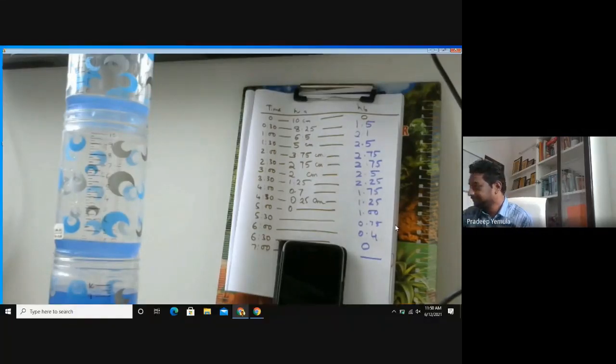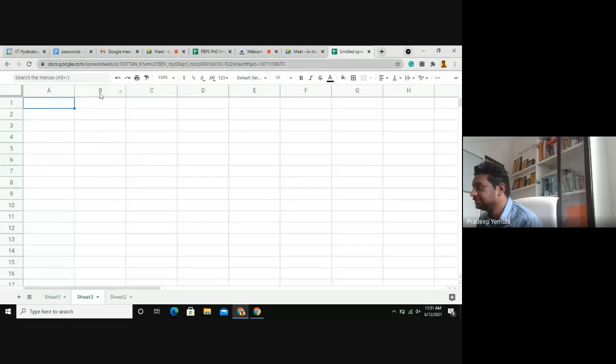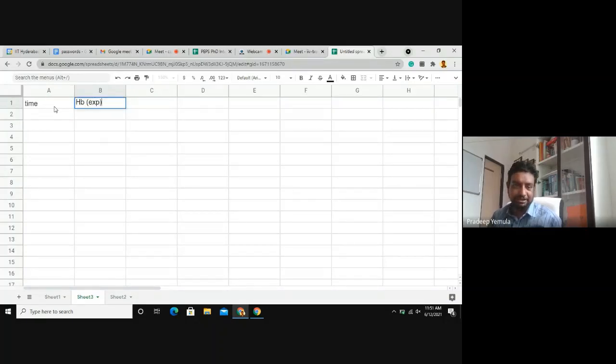So let us do the data entry and then let's try to find the pattern. So I go back to my earlier sheet, and I create a new sheet in that, and I'll start by typing time. So the process is saved, and here I will directly plot HB, experimental.